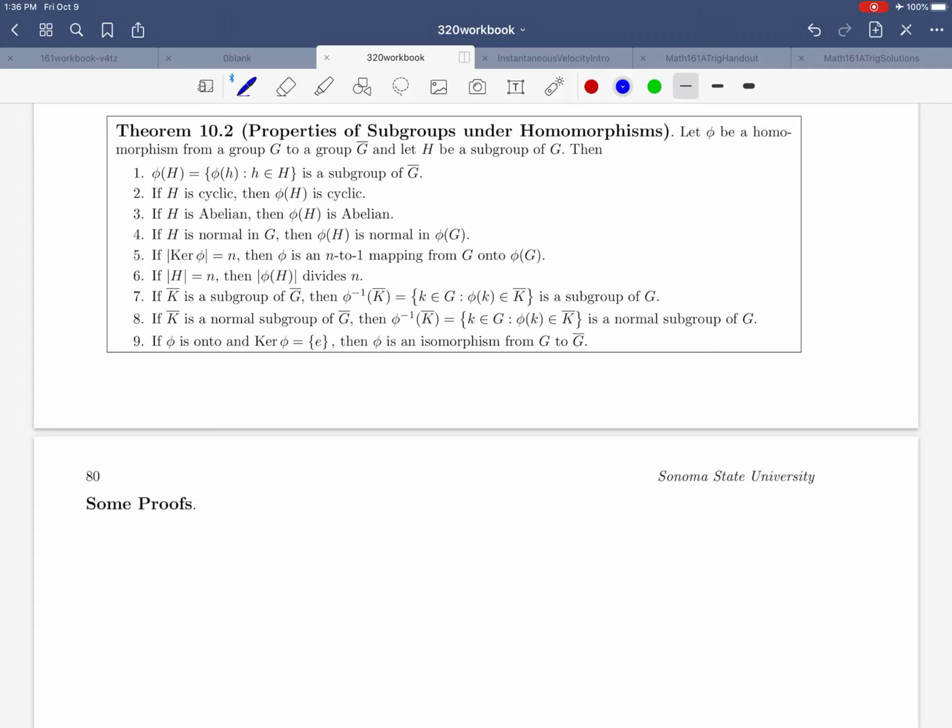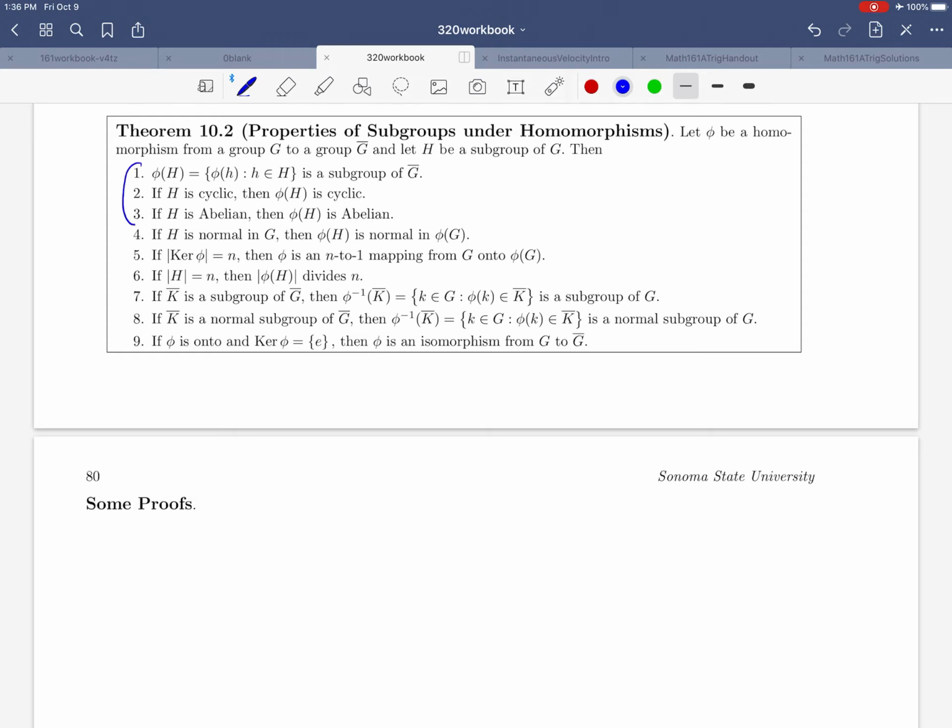Okay, let's look at Theorem 10.2, properties of subgroups under homomorphisms. So phi is a homomorphism from a group G to G bar, and let H be a subgroup of G. That's the situation we are in. And again, since a homomorphism is a generalization of an isomorphism, we keep some of the properties of subgroups under homomorphism that we already encountered when we looked at the properties of subgroups under isomorphisms.